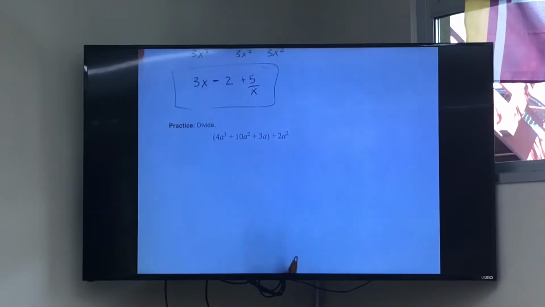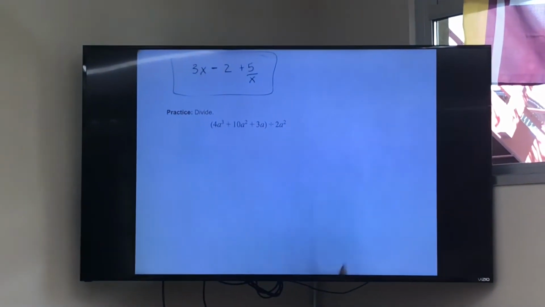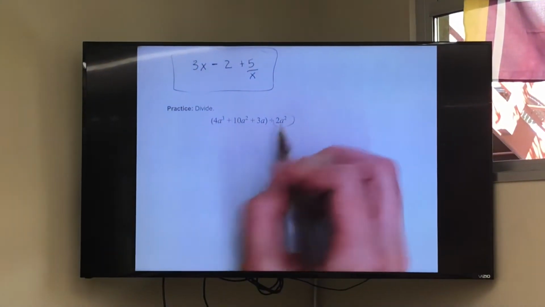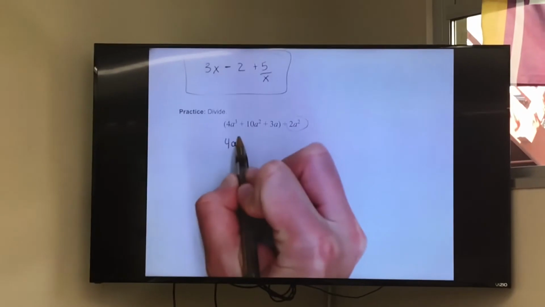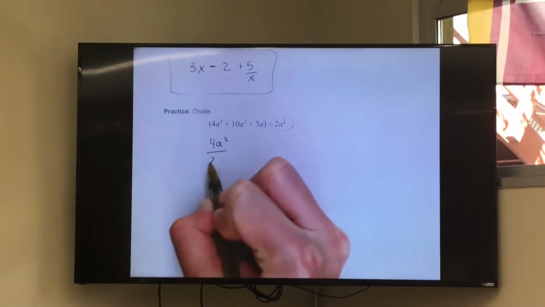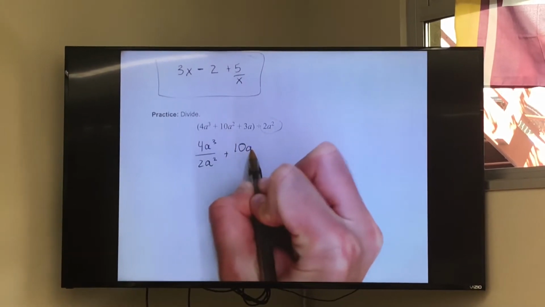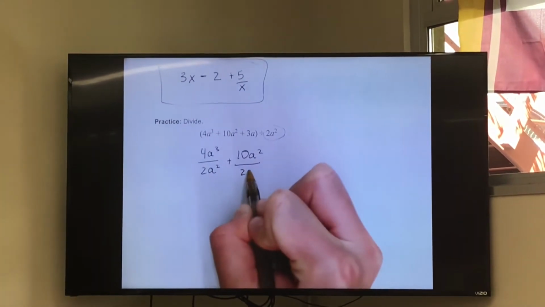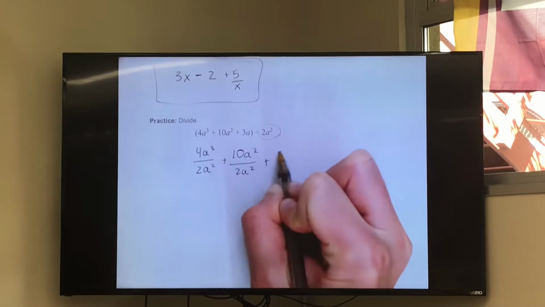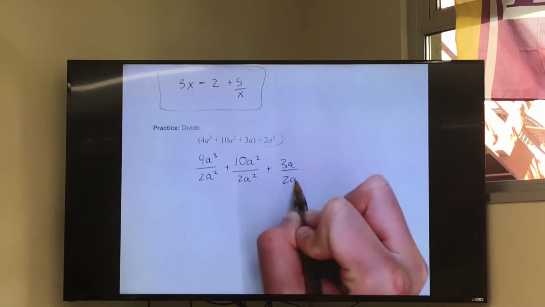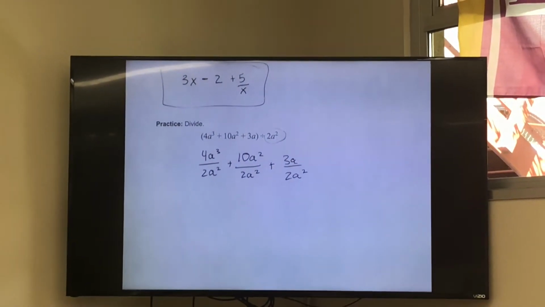Welcome back. Okay, I'm sure you guys did awesome. Here we go. Dividing by a monomial, one term. I divide each of these by my monomial. Plus, then 10a squared, divided by my monomial. Then positive 3a divided by my monomial. And then I just simplify.